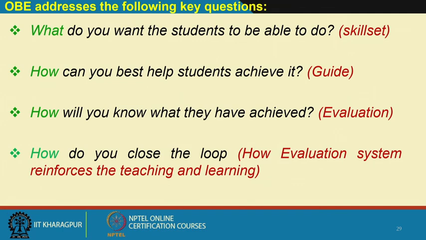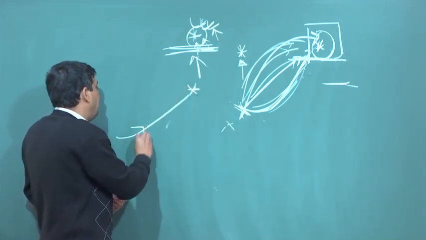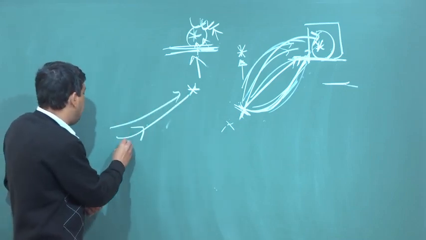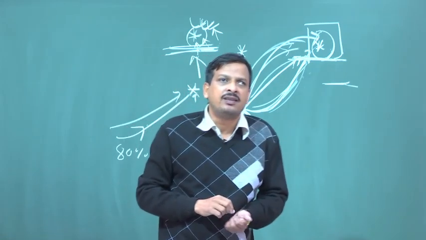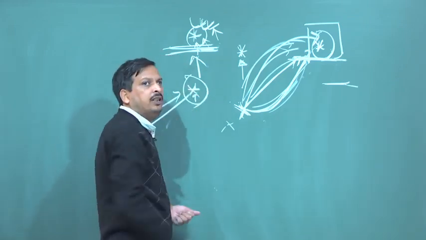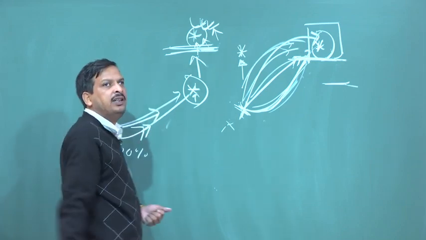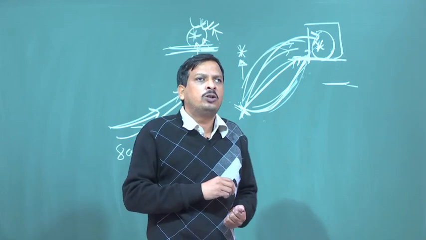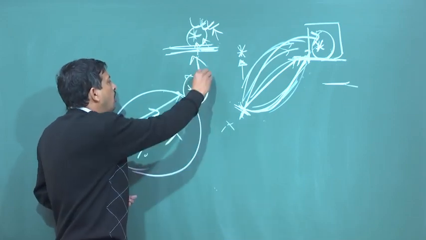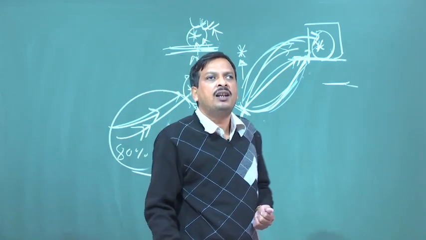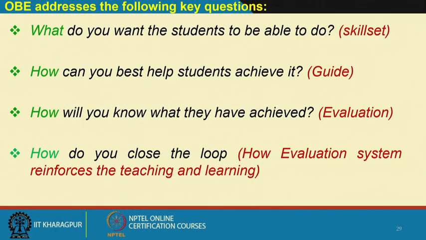Then how to close the loop. Suppose I define a goal here, I provide a path, and guide and mentor the students, and I find that in my class 80% of the students did not achieve a specific goal. That means either the goal which I have defined is not achievable, or the path, the guide which I am providing is not correct to achieve the goal. So, either the teaching learning process is wrong or the goal is wrong. That is how the examination system reinforces teaching and learning.